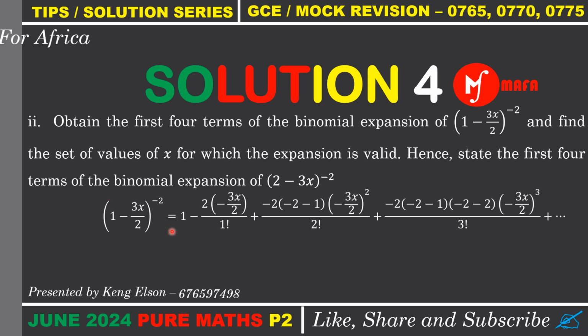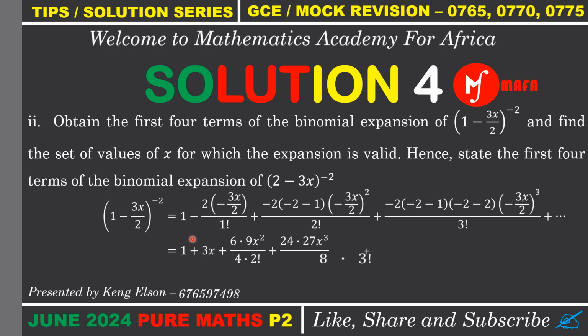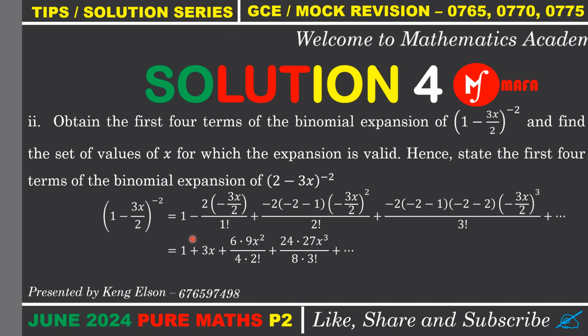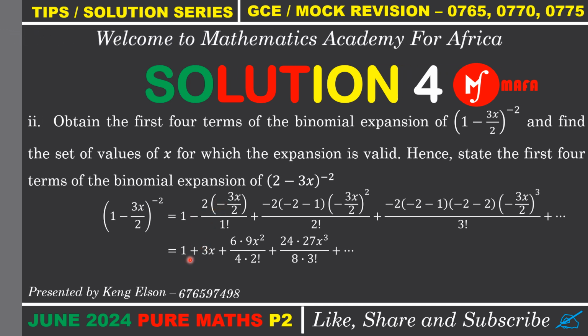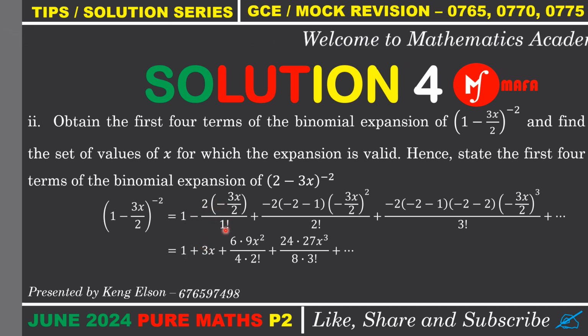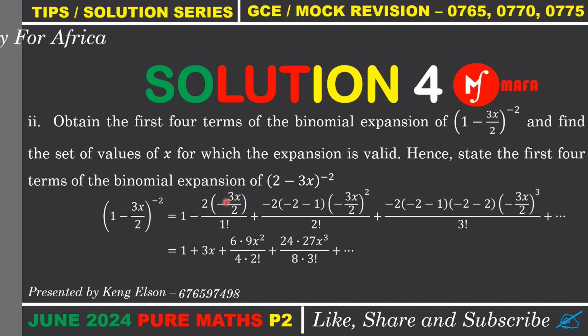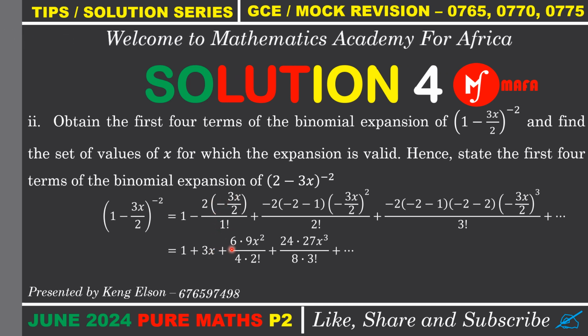So we are going to simplify term by term. I've simplified already, so I'm just going to explain how I simplify. The first term is 1, it remains 1. The next term, you see the negative sign here with the negative sign here gives us a positive sign. 1 factorial is 1. 2 divides with 2 and we are left with 3x, because the negatives have already multiplied to give us positive. So the second term is 3x.